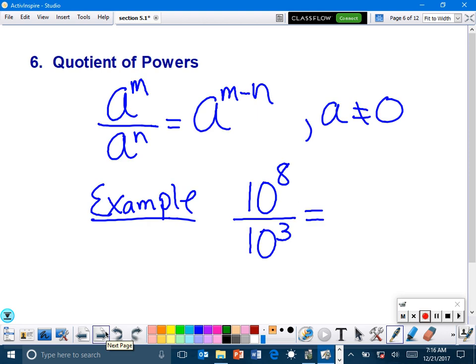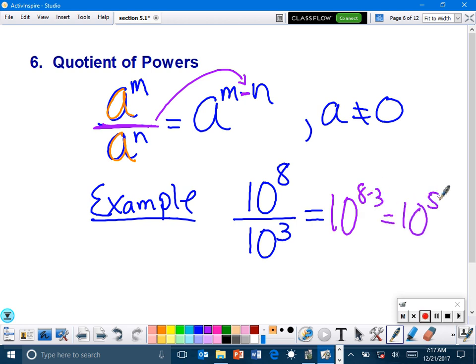All right, quotient of powers. So in this case, we have a fraction. Now notice again in this problem, we have the same base, and our exponents are m and n. Well, when we are dividing, or you have a fraction, you are going to subtract the exponents. Okay, so like 10 to the 8th over 10 to the 3rd is 10 to the 8 minus 3, which is 10 to the 5th. Okay, so again, that's the quotient of powers.